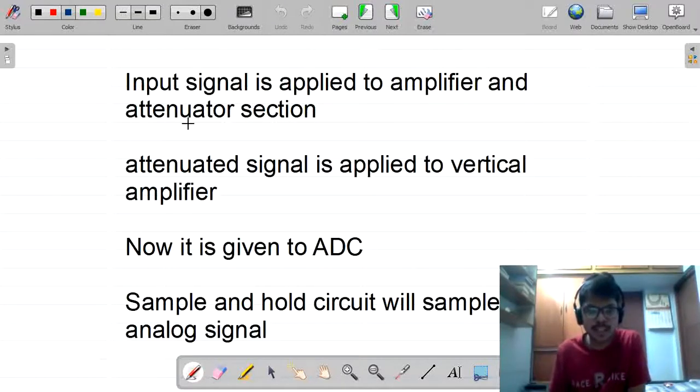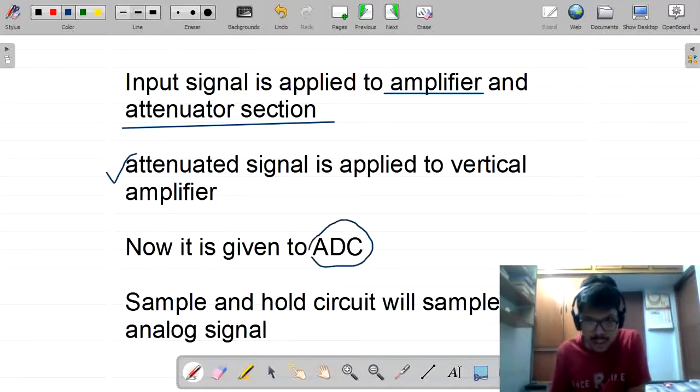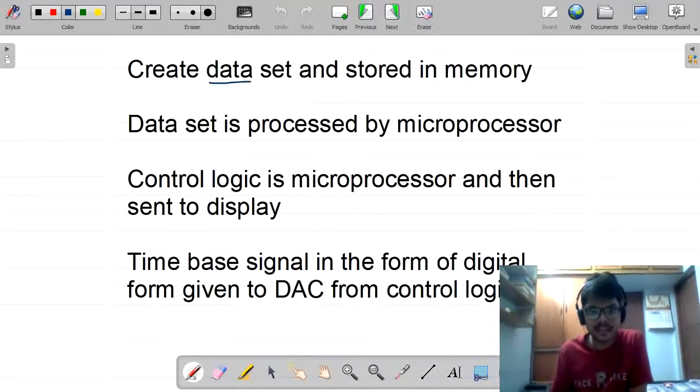Now the input signal is applied to the amplifier and attenuator section. The attenuated signal is applied to the vertical amplifier. Now it is given to the analog to digital converter in order to convert it into digital format. The sample and hold circuit will sample the analog signal, then create a data set and store it in the memory. The data set is processed by the microprocessor. This we have seen. Control logic is the microprocessor, and then it is sent to the display.